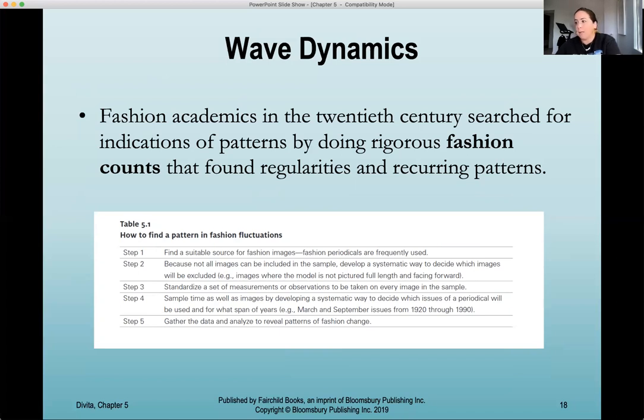So maybe you can't see the full look because the model's not looking the right way, or maybe the item is not pictured in full length. Step 3, you're going to standardize a set of measurements or observations to be taken on every image in the sample. Step 4, sample time as well as images by developing a systematic way to decide which issues of a periodical will be used and for what span of years. And then you're going to gather the data and analyze it to reveal the patterns of fashion change.